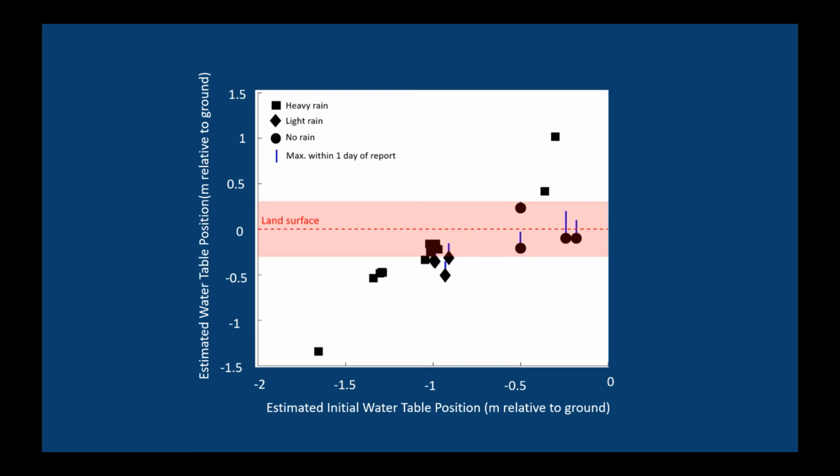The shape of the symbol describes the amount of rain reported, and the vertical blue lines indicate the maximum water table within 1 day of the report. If the point falls within or exceeds the model uncertainty, then the model is predicting a flooding event that is consistent with the report. And we found that this is true for 75% of the cases that we analyzed, and that the model performed well for storms both with and without rainfall.